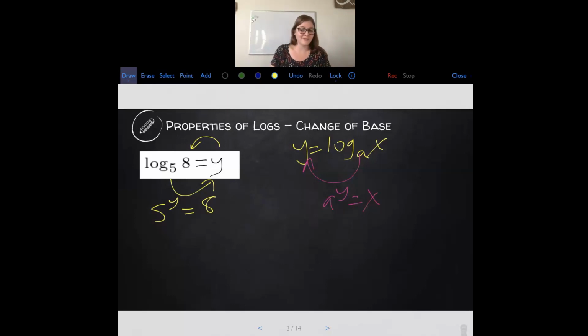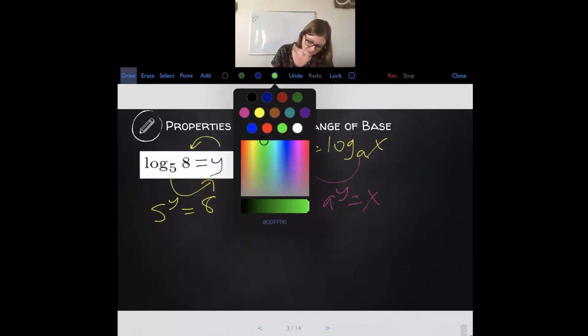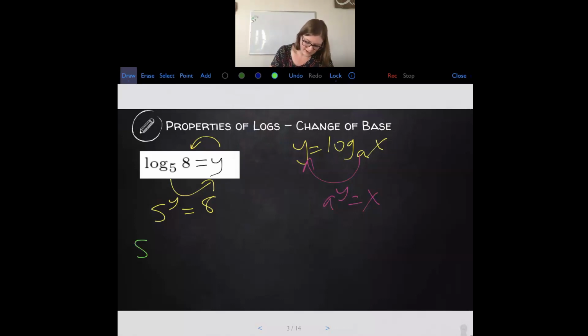Well, what can we raise 5 to get to 8? 5 to the 0 is 1. 5 to the first is 5. 5 squared is 25. Okay, but there's no integer power that will give us 8. It's going to be between 1 and 2, but in order to do that, we'll need to use what's called the change of base and use our calculators.